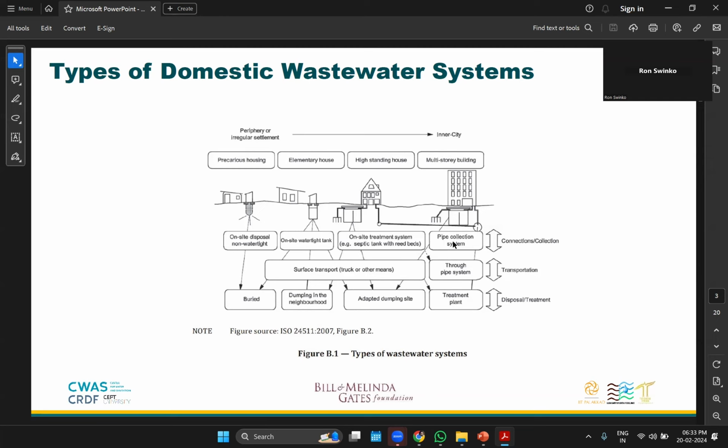I might add that all of the figures and schematics tables shown in this presentation, unless they're otherwise noted, are part of the ISO 24521 standard. And it's interesting to note that domestic on-site systems are used even in countries where there are extensive centralized sewer systems. For example, in the US, 25% of the US population is served by on-site domestic wastewater systems. Next slide, please.